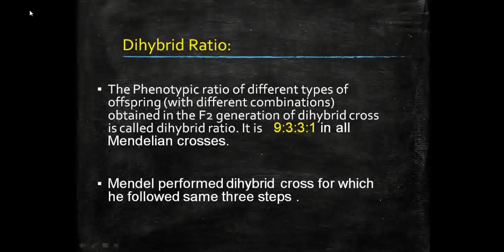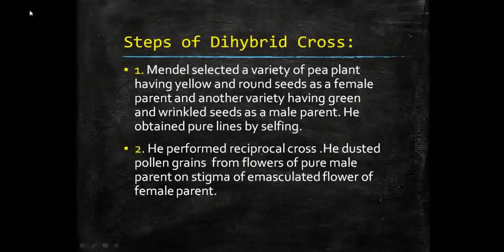So Mendel performed the dihybrid cross following the same three steps which he had followed in the previous experiment, that is the monohybrid cross. So let's see one by one which steps he carried out. So these are the steps.